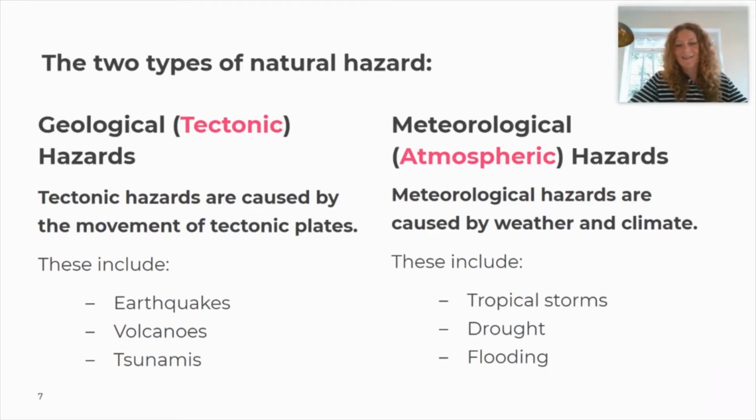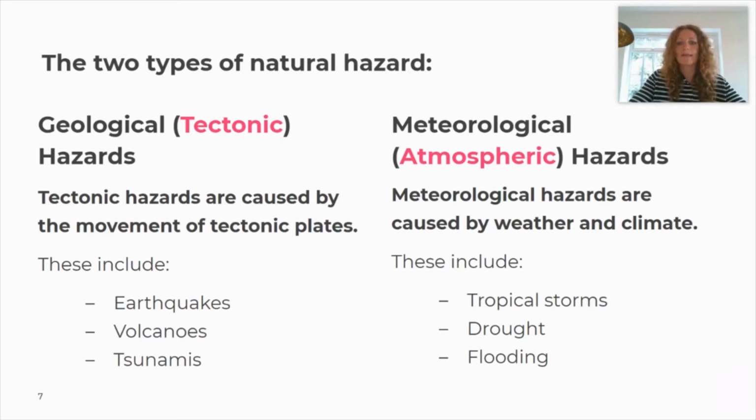Okay, good. Now, it's definitely not an easy one, okay? But what it actually essentially means is hazards that take place in our atmosphere. So anything that happens above the surface of the Earth, all the way up to our atmosphere. And a meteorological hazard is caused by weather and climate.